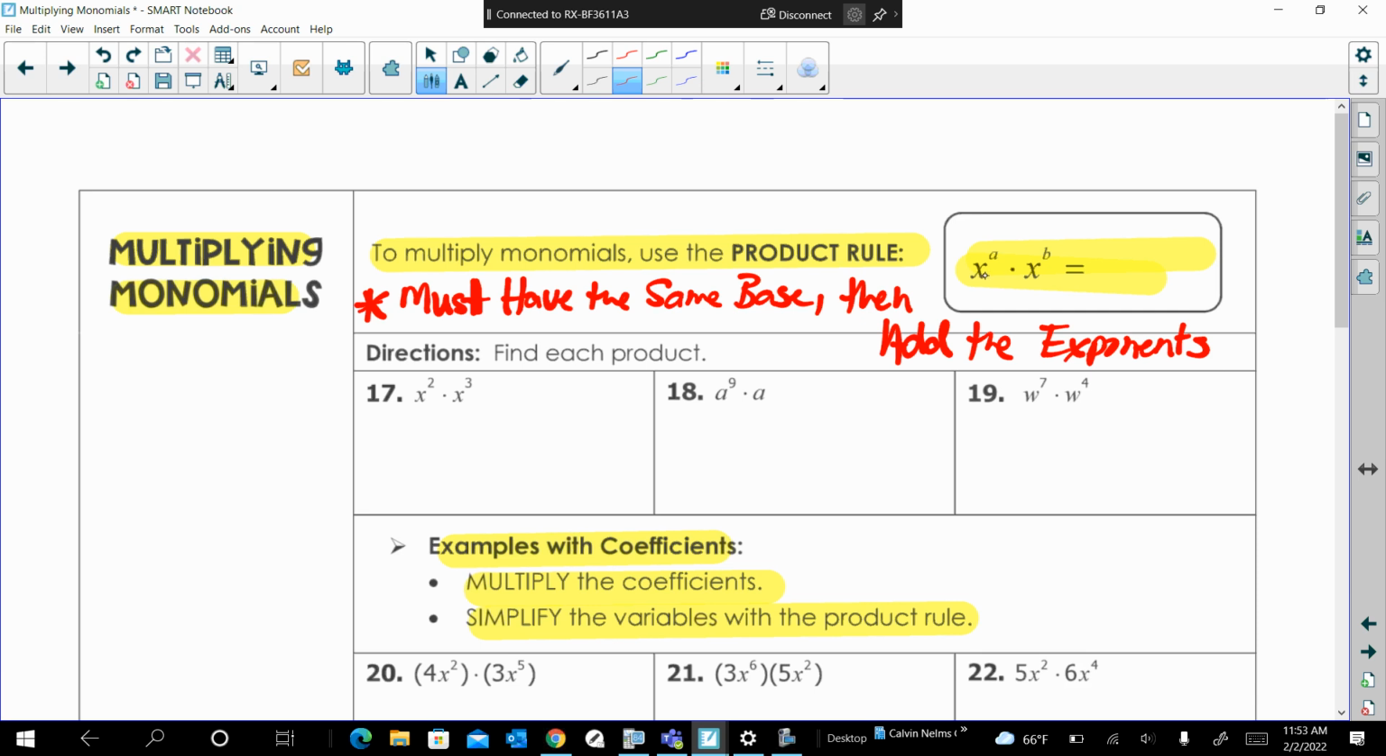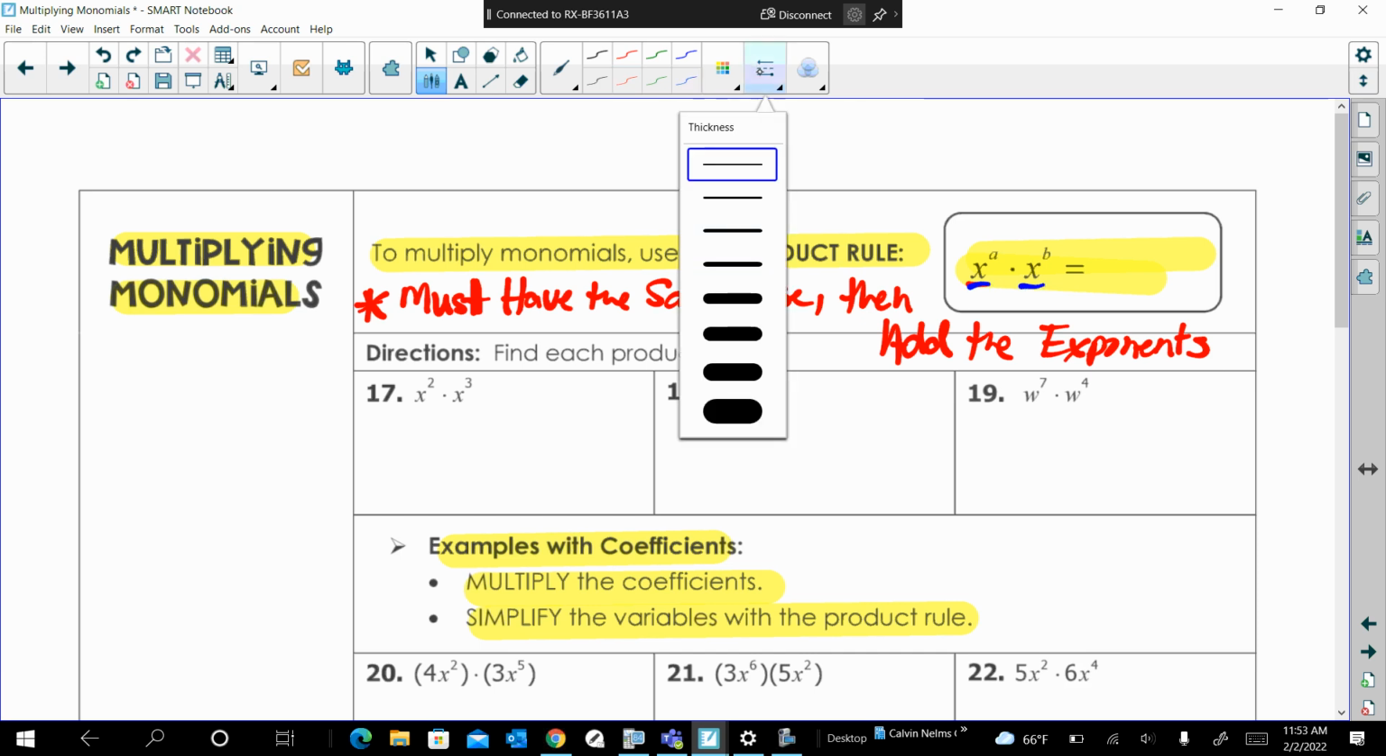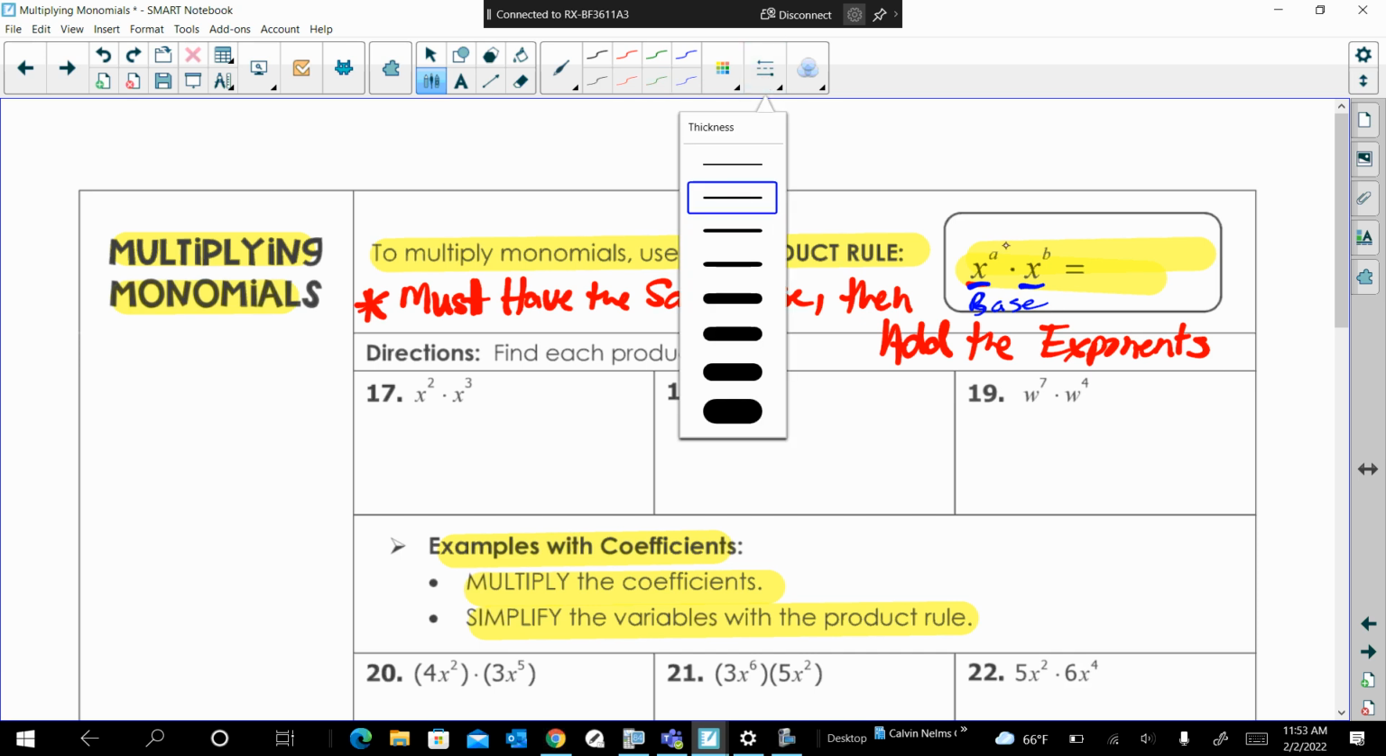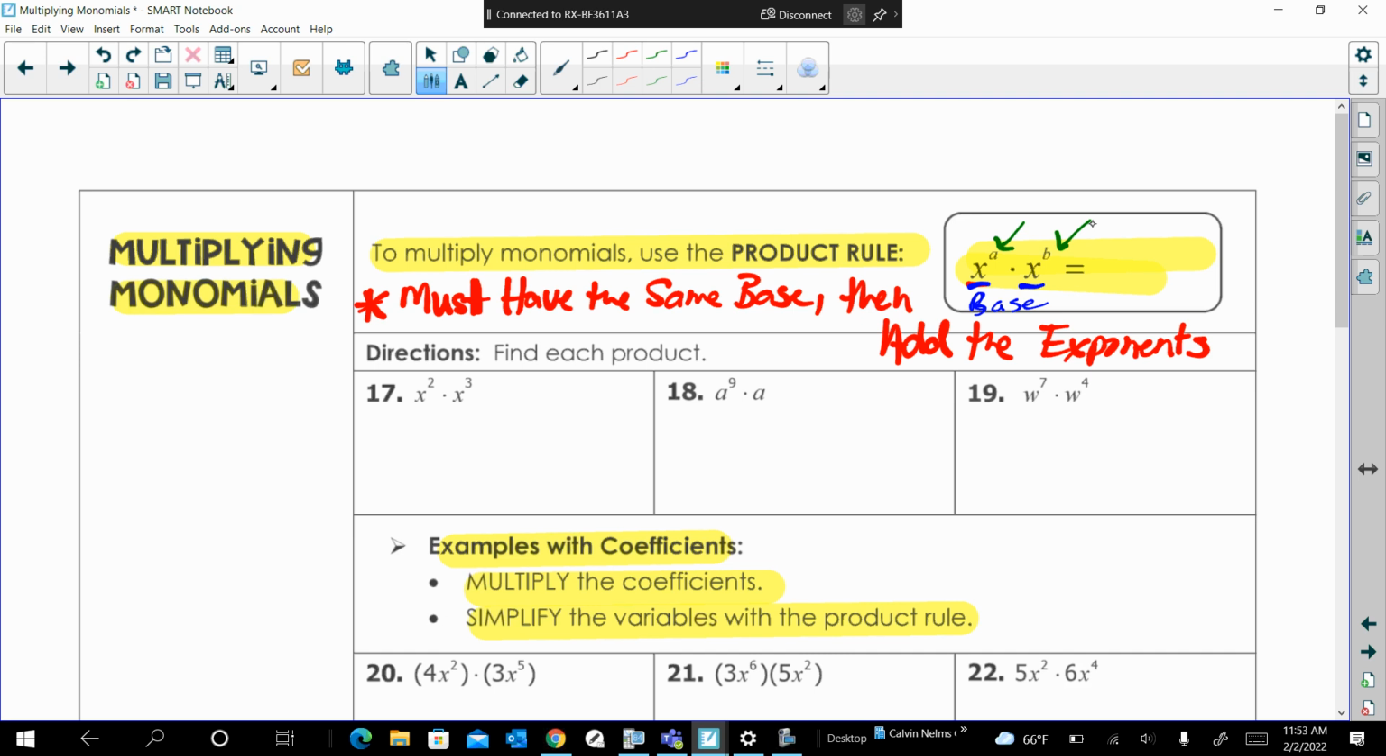What are the exponents? Which part is the exponent? No, that's the base. So let's do that. Underline the x, okay? And label that base. Okay, the x is your base. They're both x's, so they are the same. So what is your exponent? Yeah, so I'm going to draw an arrow just pointing to the a and to the b to make sure you know that those are the exponents.